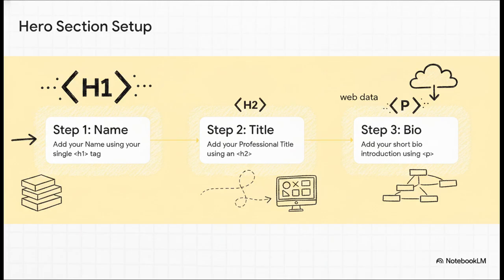Step 1, you declare your identity using your page's one and only H1 tag. For example, your H1 could just be Jane Doe. Step 2, state your professional title. You can use an H2 tag for a subheading here, or even a specialized paragraph tag, like a P tag with a class of hero-intro that says something like front-end developer and UI designer. And finally, step 3, use a standard P tag to write a short, compelling bio about your background and expertise. Boom. Clean, accessible, and completely semantic code.